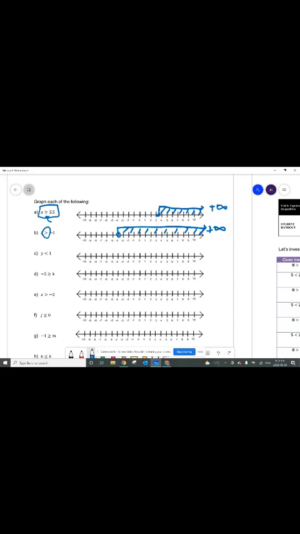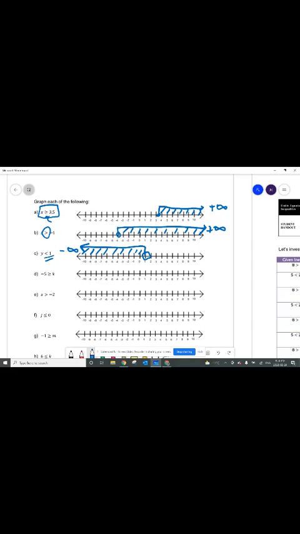Y is smaller than 1. It doesn't have an equal sign, so that means it's an empty circle. In this case, negative infinity, something smaller than 1. So even 0.9999999 is actually, sorry, not negative. Anything that is 0.99999, that can also play a huge role as a solution, if you will.